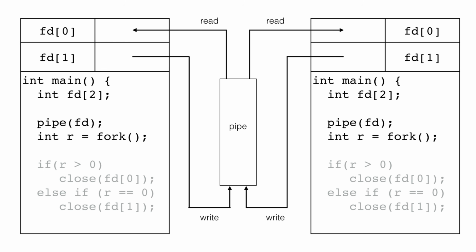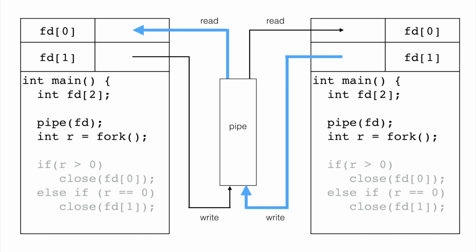After the fork call, the picture looks like this. Both processes have read and write file descriptors on the pipe open. The picture looks a little messy, but we will clean it up in a moment. Pipes are unidirectional. One process will write to the pipe, and another process will read from the pipe. So the parent can write to the pipe and the child can read from it, or the child can write to the pipe and the parent can read from it.